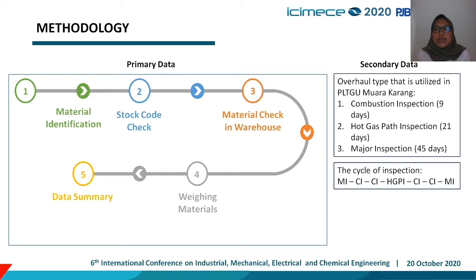And then the secondary data, we need to know what type of maintenance is performed on the gas turbine in Muara Karang power plant. There are three types of maintenance. The first one is combustion inspection, which lasts for 9 days. The second one is hot gas path inspection, which lasts for 21 days. And the third one is major inspection, which lasts for 45 days.